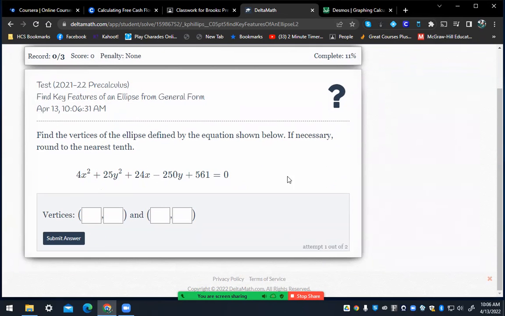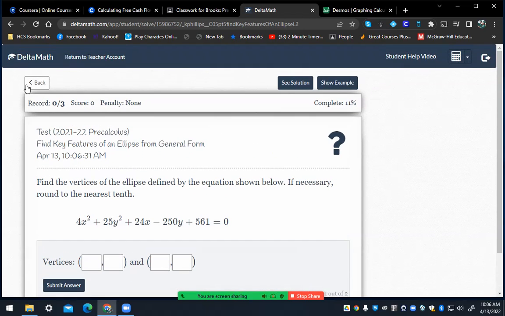Find the key features in general form. Basically, same idea here. You'd do all your work, and then determine where the vertices are and so on and so forth. Y'all want me to do this one or y'all want to try it yourself? Okay, I'll do this one. Actually, that might work better. I'll walk around and try to help you guys out. So I'm going to stop recording here.